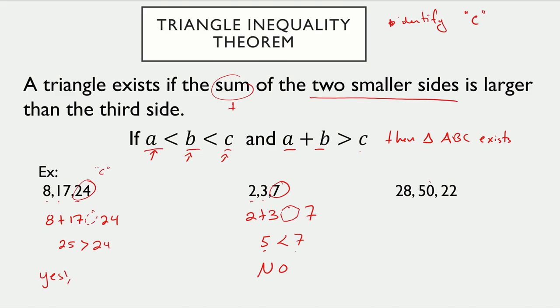Same thing here. So 50 seems to be my largest side. So I'm trying to see, are the two smaller sides, when I add them together, greater than 50? Right, so that's what I'm checking for. So when I add them together, I get 50. But even though they're equal, they're both 50, it does not say I want it greater than or equal to. I want it specifically greater than. So in this case, no, it's not a triangle. Okay, it doesn't represent a triangle.